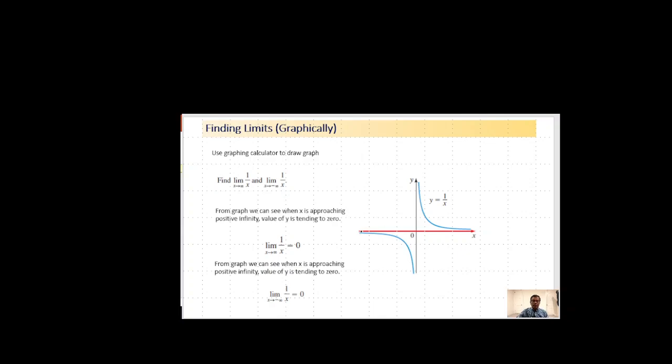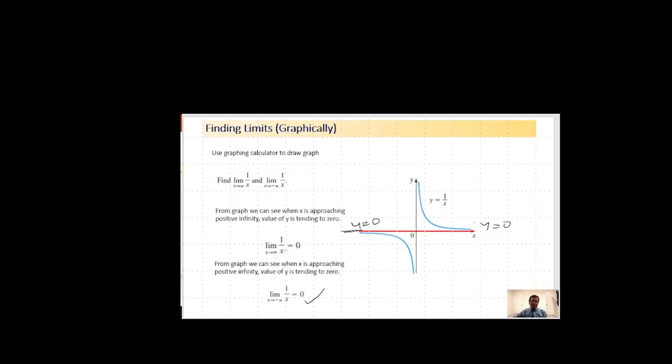But look at the value when x is equal to negative infinity. Look at this, it's almost touching this line, the x-axis. So y is almost touching 0. Similarly, if I go to x equal to positive infinity, in that case also the value of y is going to be 0. So the limit of 1 over x when x is approaching infinity is 0. Similarly, 1 over x when x is approaching negative infinity is also 0. So this is another way of finding the value of a limit.